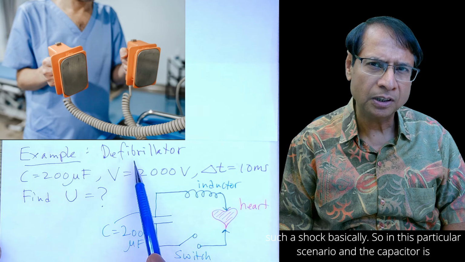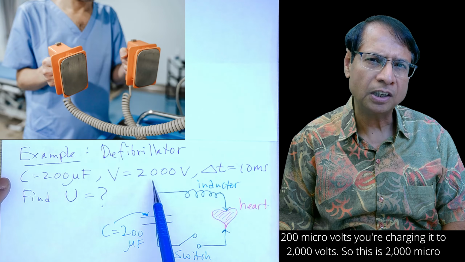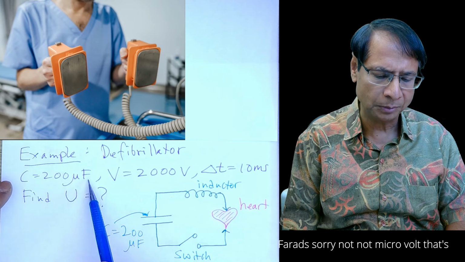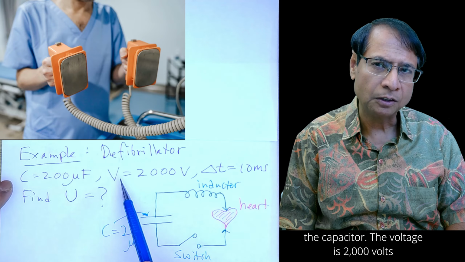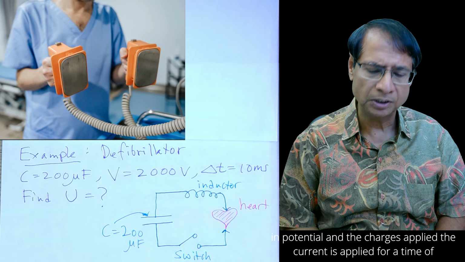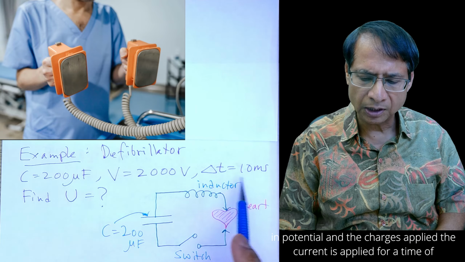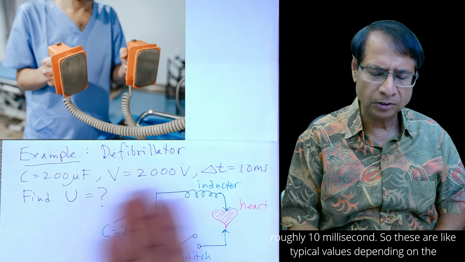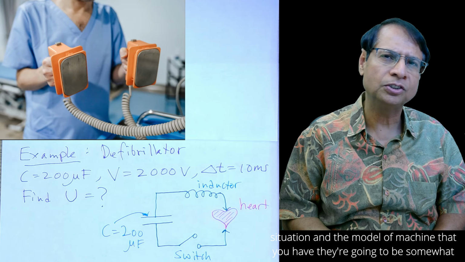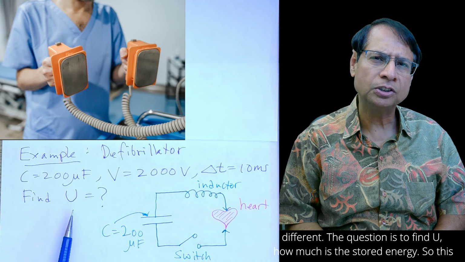So in this particular scenario, the capacitance is 200 microvolts. You're charging it to 2000 volts. So this is 2000 microfarad, sorry, not microvolt. That's the capacitance. The voltage is 2000 volts. So that's the difference between the plus and the minus plate, the difference in potential. And the current is applied for a time of roughly 10 milliseconds. So these are like typical values. Depending on the situation and the model of machine that you have, they're going to be somewhat different. The question is to find U. How much is the stored energy?